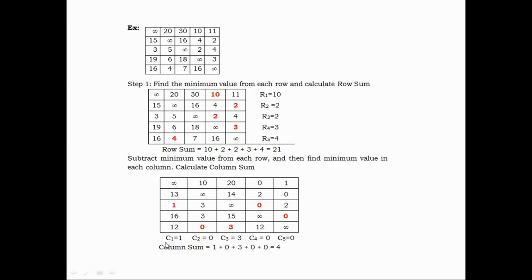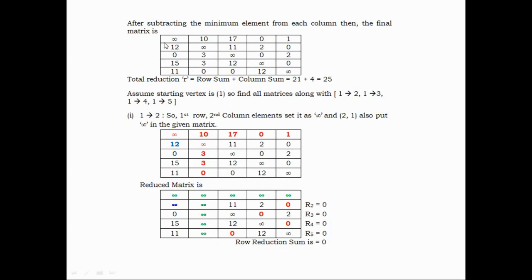In the first column 1 is the minimum, second column 0, third column 3, fourth column 0, fifth column 0. Now the column sum, adding all of these, equals 4. After subtracting the minimum element from each column, the final matrix is this one. The total reduction R equals row sum plus column sum, 21 plus 4, which equals 25. We have to remember this matrix for further purposes. Assume the starting vertex is 1.